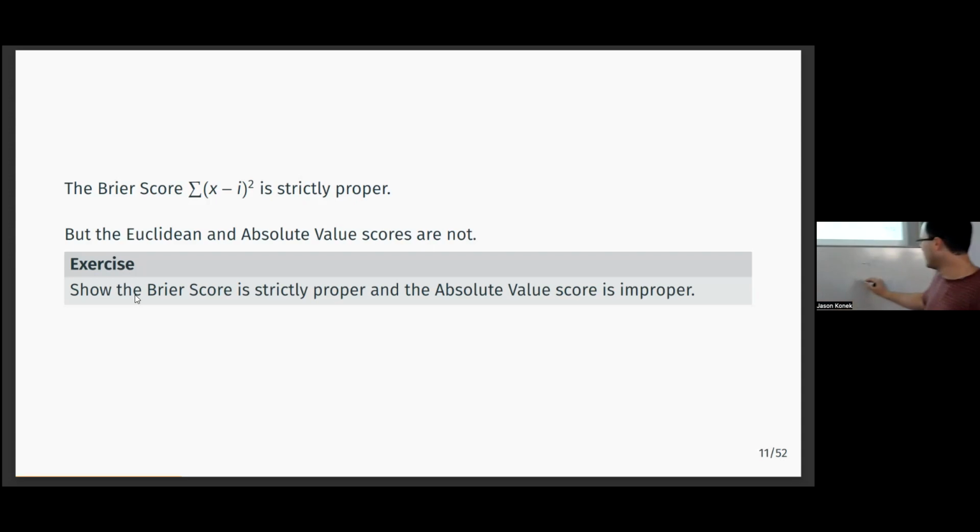But the absolute value score is not strictly proper. I don't necessarily dot all the i's and cross all the t's on this, but maybe at least convince yourself, take a minute as an exercise. Don't worry about the additions, just look at the local scores, the local value version of the scoring rule, and take a minute to convince yourself that the Brier score is strictly proper, but the absolute value score is not strictly proper.